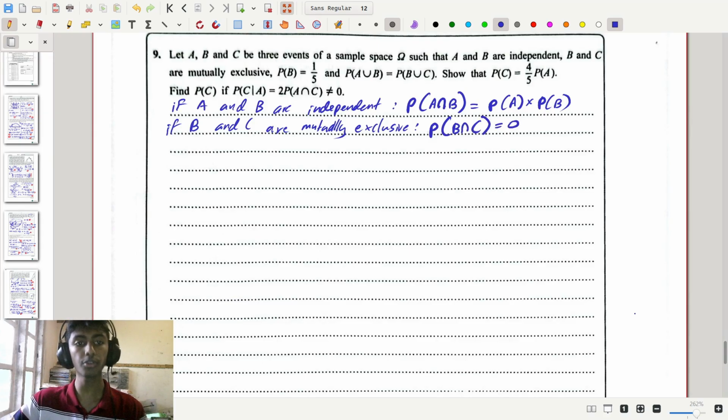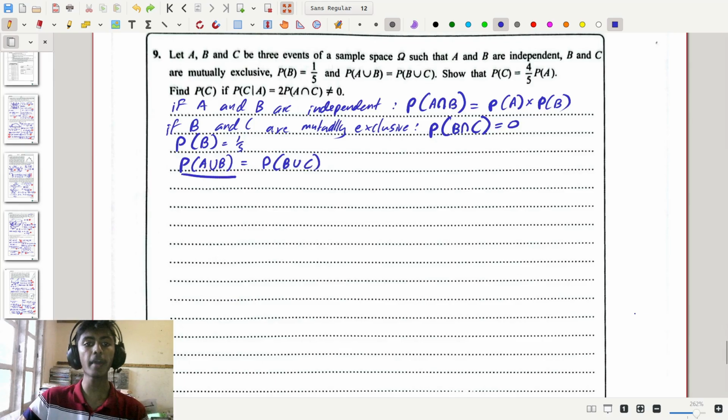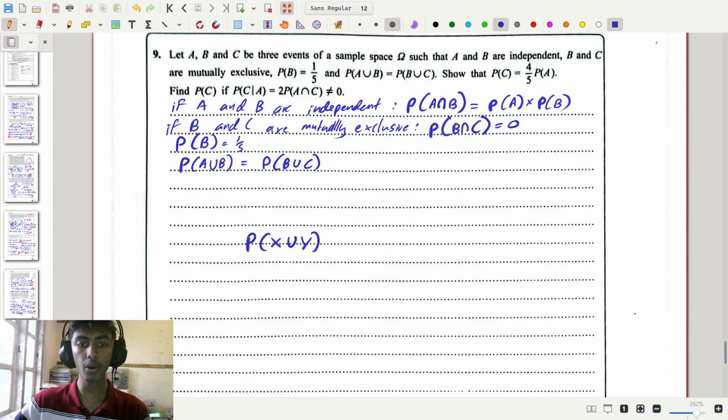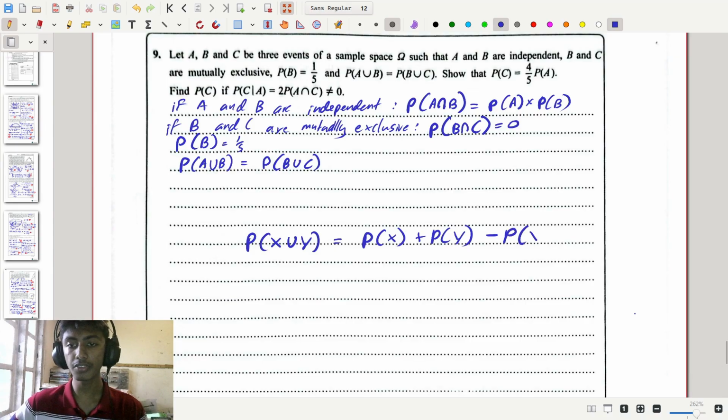Now, additional to this, we also know that the probability of B is directly equal to 1/5, and we also know that the probability of A or B occurring is equal to the probability of B or C occurring. Now, in order to progress from here, what we're going to do is to expand the probability of A or B and the probability of B or C by using the fact that the probability of any event, let's say X, or another event Y occurring is equal to the probability of X occurring plus the probability of Y occurring minus the probability of their intersection, which is X intersect Y, or X and Y occurring at the same time.